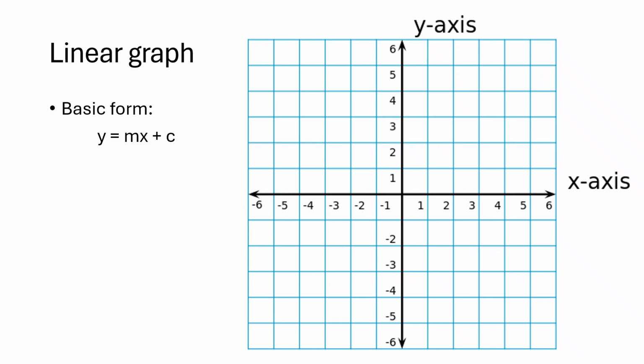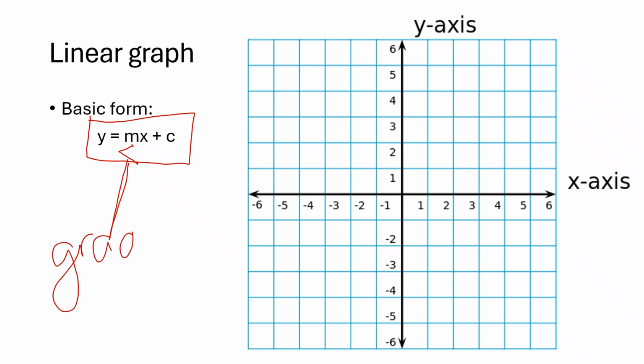Just a reminder, our standard form for a linear graph is this equation here, y equals mx plus c, where m is our gradient or slope, c is our y-intercept.